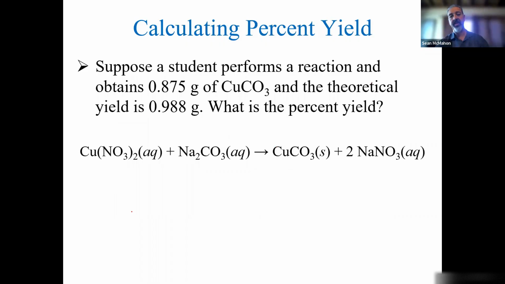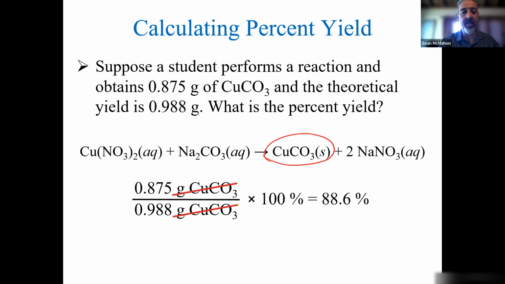So calculating percent yield. Suppose the student performs a reaction and obtains 0.875 grams of copper 2 carbonate, but the theoretical yield according to stoichiometry was 0.988. What's the percent yield? Well, it's actual over theoretical times 100.